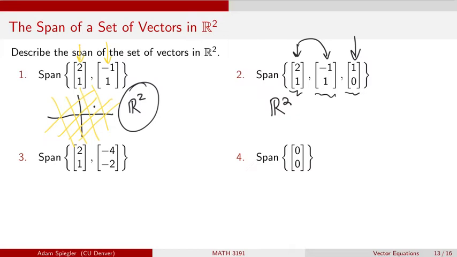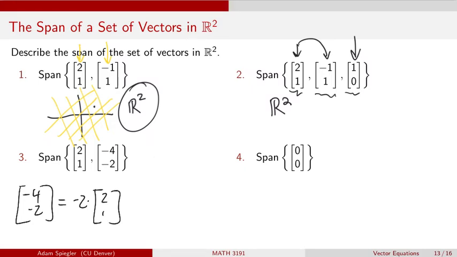In question 3, we now want to think about, well, what is the span of the set containing the vector 2, 1 and the vector minus 4, minus 2. And so here, there's something really special about these two vectors, and that is minus 4, minus 2 is equal to minus 2 times the vector 2, 1.